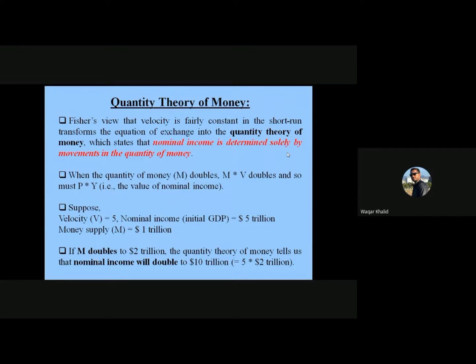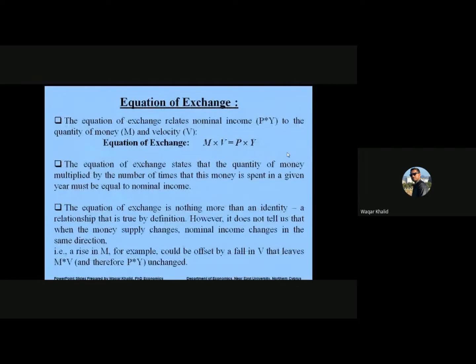Quantity theory of money. Fisher's view that velocity is fairly constant in the short run transforms the equation of exchange into the quantity theory of money, which states that nominal income is determined solely by movements in the quantity of money. Look at this equation: M multiplied by V is equal to P multiplied by Y. M is the money supply, V represents the velocity of money, P represents the price level, and Y is the output. PY is equal to national output, our aggregate income, our total output.